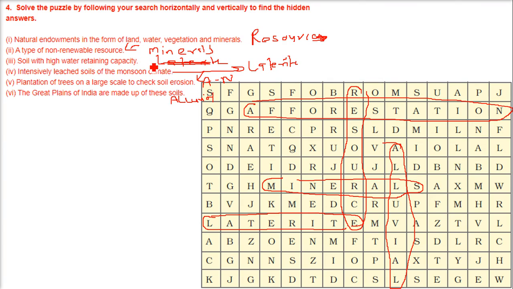And soil with high water retaining capacity is the black soil. Black soil. So this is the black one. So I just changed one thing. This is the answer: resources, minerals, then black soil, then laterite, afforestation, alluvial.